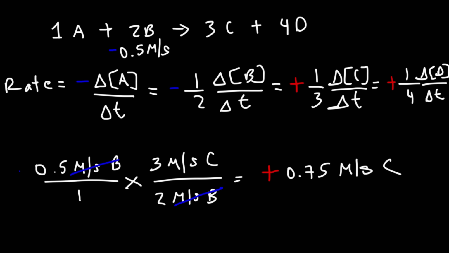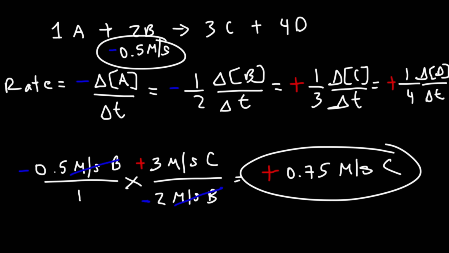Now technically this should be a negative value because B is decreasing, but this too should also be negative because it's still decreasing, and this should be positive. So overall, these two negative signs will cancel, giving us a positive result. So make sure you understand what this means. The average rate of disappearance for substance B is negative 0.5 molarity per second. The average rate of appearance for substance C, 0.75 molarity per second.